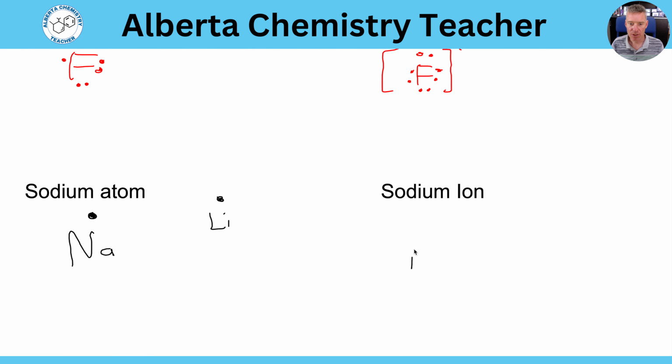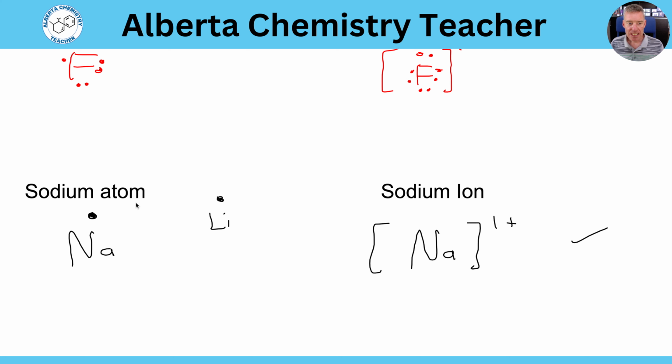If we look at the sodium ion, it's going to be 1 plus. I'll jump ahead and throw in the brackets so I can write my charge. 1 plus means we've lost an electron. So we have 1 dot in the atom, we've got no dots in the ion. So that outer energy level has been emptied. So that's it, there's no dots.